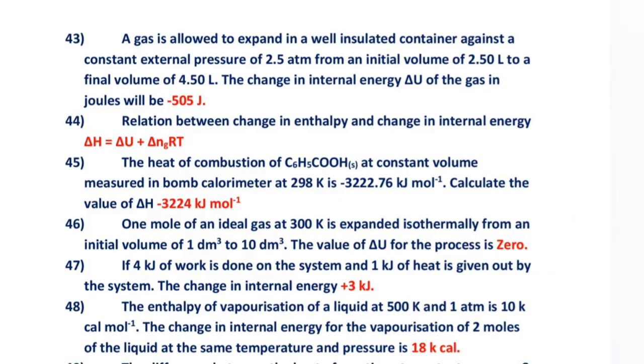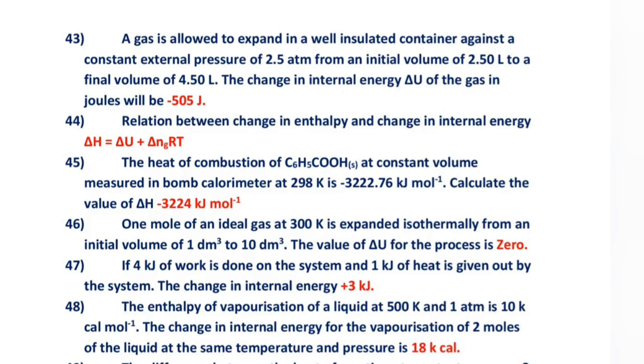A gas is allowed to expand in a well-insulated container against a constant external pressure of 2.5 atmosphere from an initial volume of 2.50 liter to a final volume of 4.50 liter. The change in internal energy delta U of the gas in joules will be minus 505 joule.